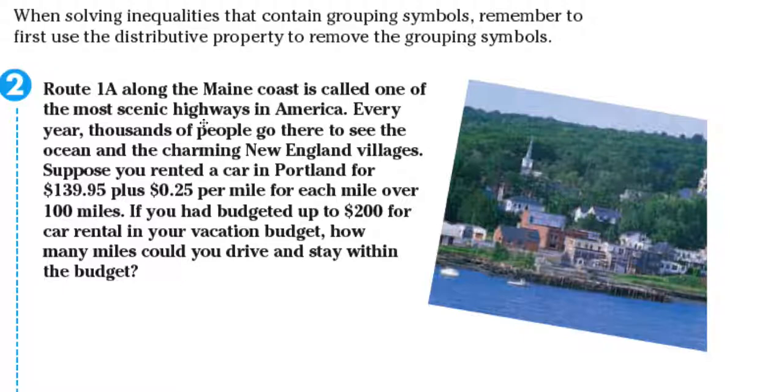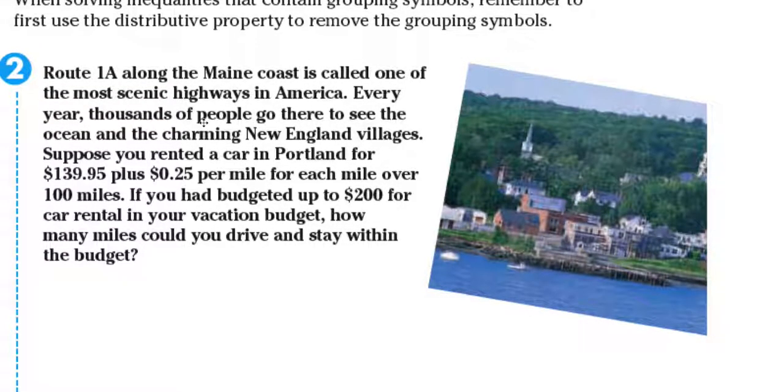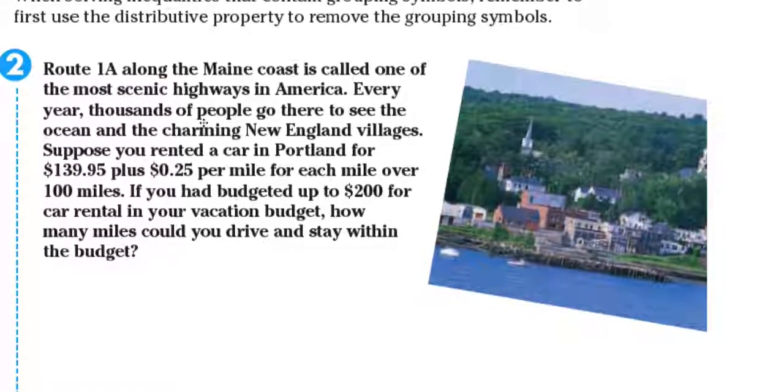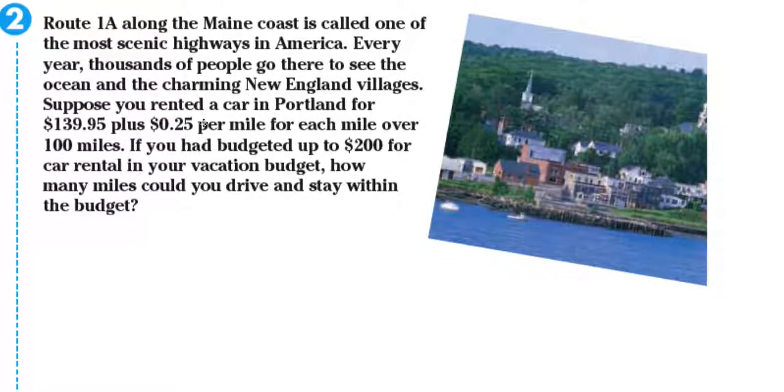So when solving inequalities that contain grouping symbols, remember to first use the distributive property to remove grouping symbols, very similar to equations. Route 1A along the Maine coast is called one of the most scenic highways in America. Every year, thousands of people go there to see the ocean and charming New England villages. Suppose you rented a car in Portland for $139.95 plus 25 cents per mile for each mile over 100 miles.